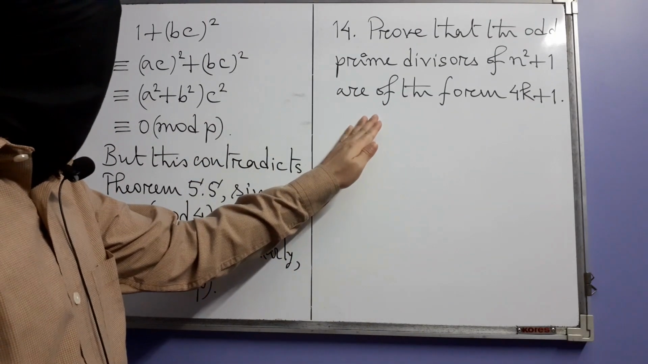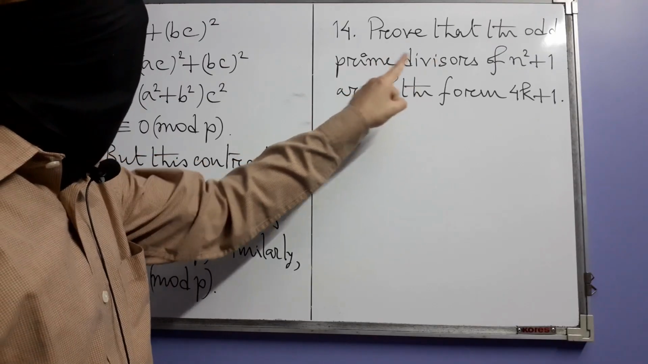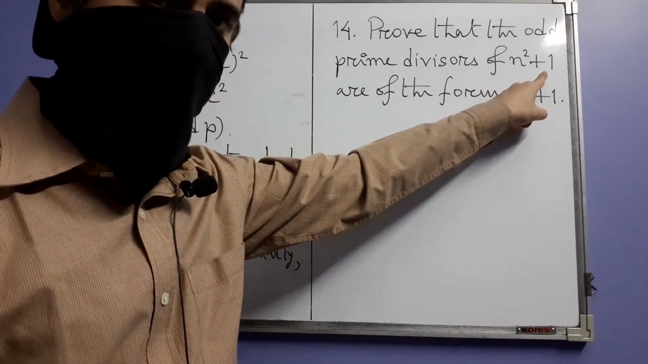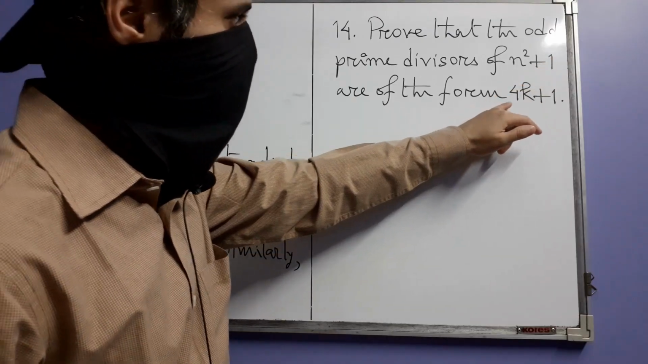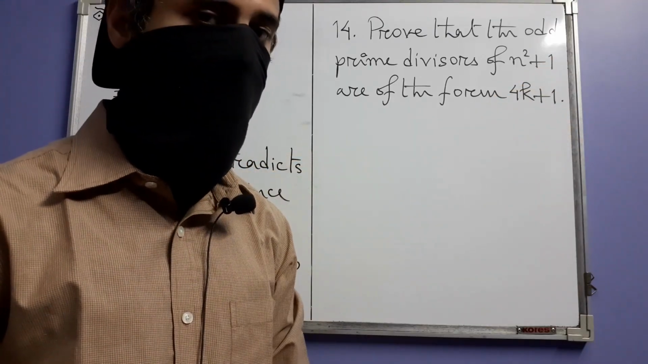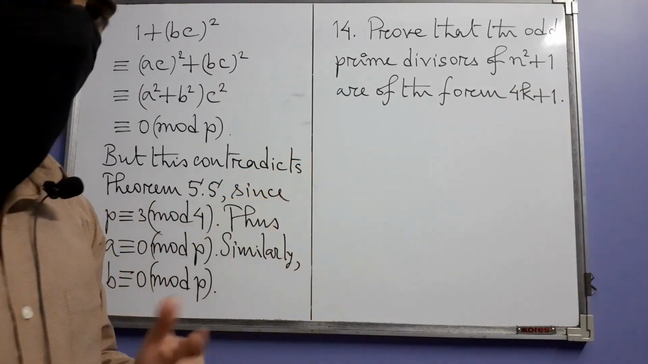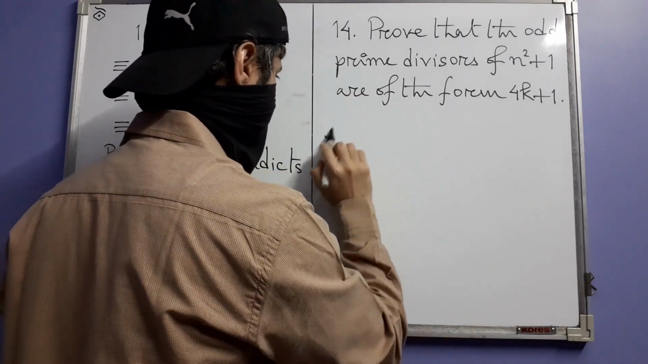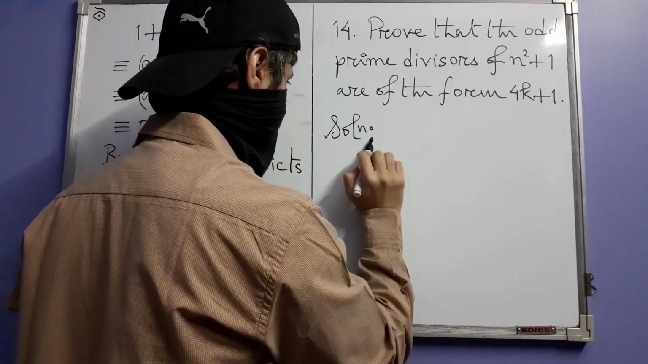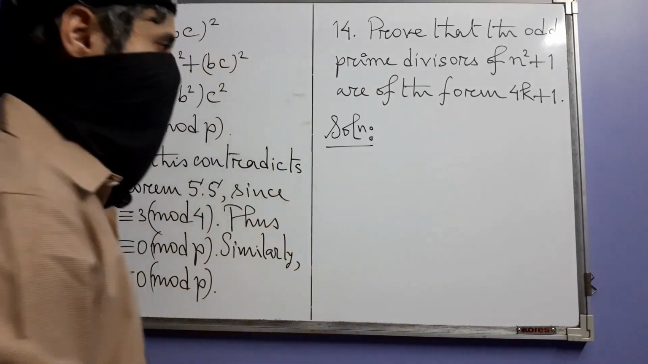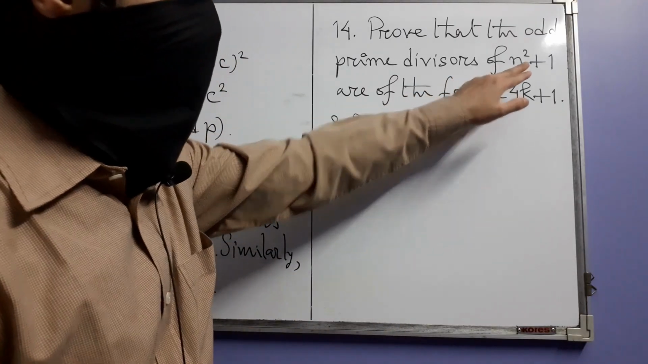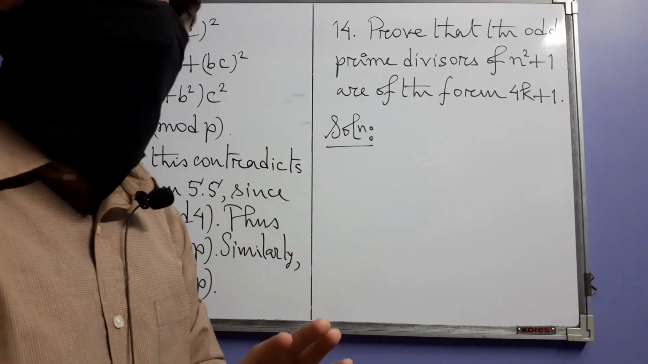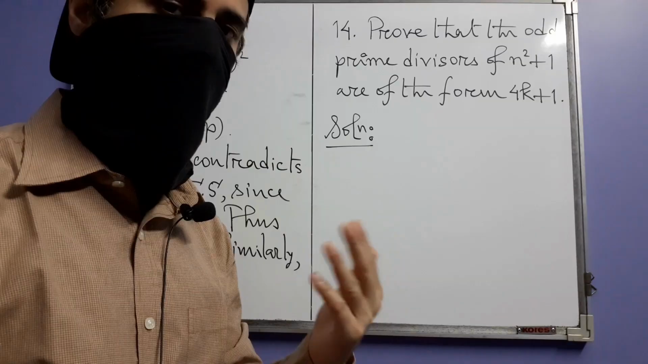Next is 14. Prove that the odd prime divisors of an integer of the form n square plus 1 must all be of the form 4k plus 1. Let's see how. This again has to do with theorem 5.5. Suppose this is not true. That means this number has at least one prime divisor, odd prime divisor, which is of the form 4k plus 3.